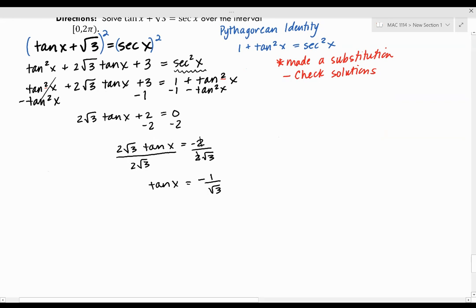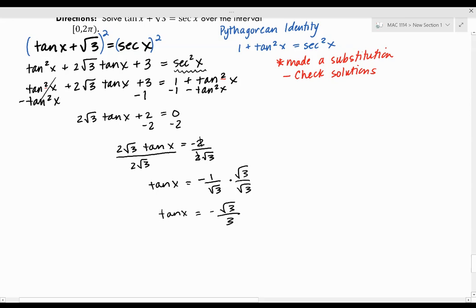And the next thing I'm going to do is you can either rationalize this here. Actually, let's do that. All right, so if I rationalize this, I need to multiply by square root of 3 over square root of 3. So it's going to give me tangent x equals negative square root of 3 over 3.